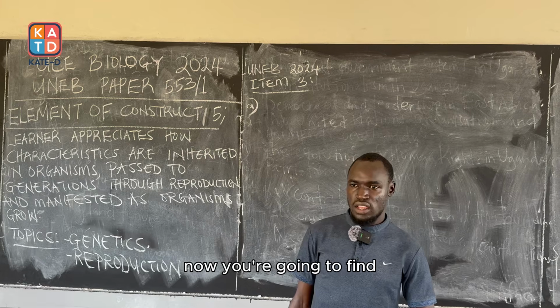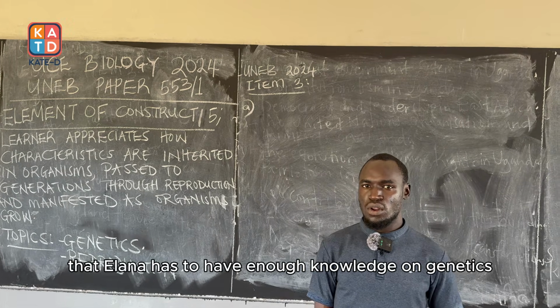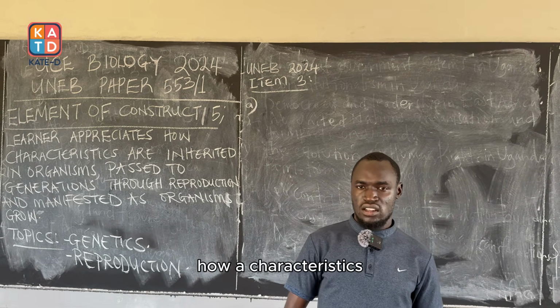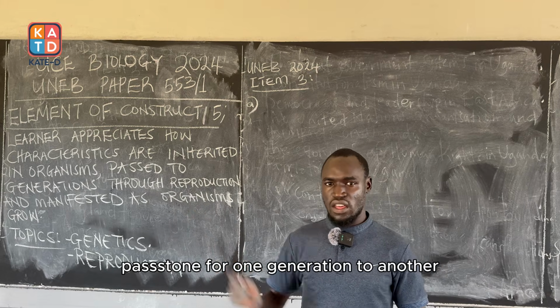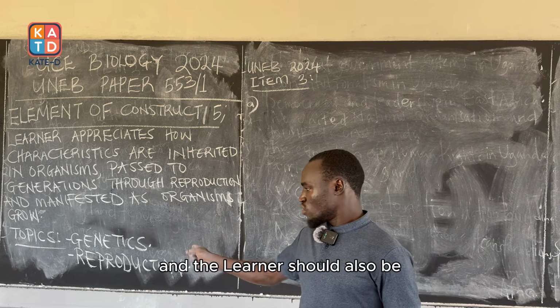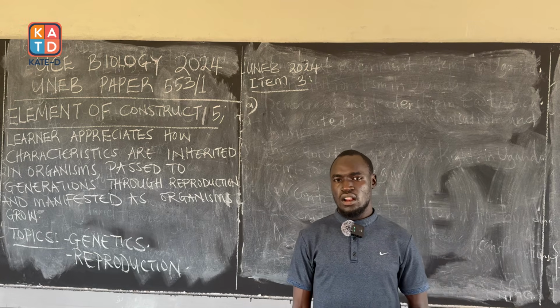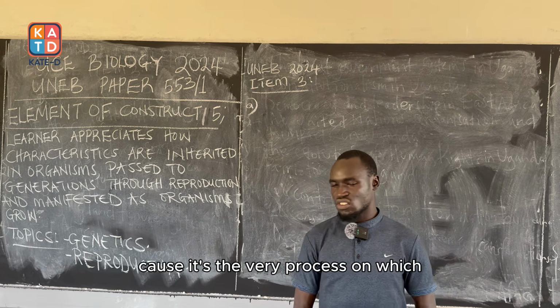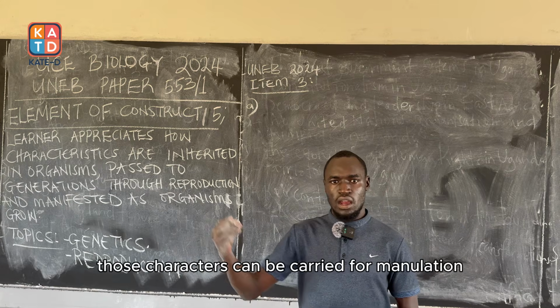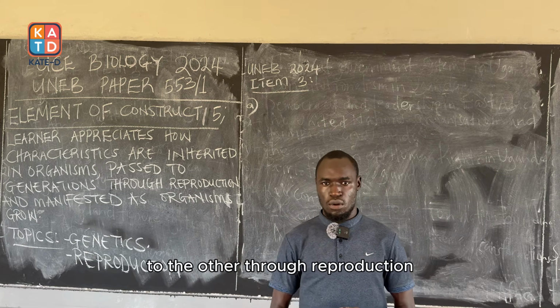Now you're going to find that a learner has to have enough knowledge on genetics, how characteristics are passed on from one generation to another. And the learner should also be conversant enough concerning reproduction, because it's the very process on which those characteristics can be carried from one generation to the other through reproduction.